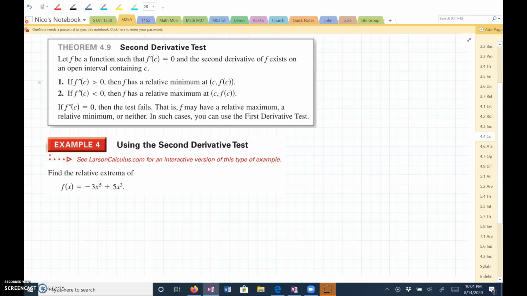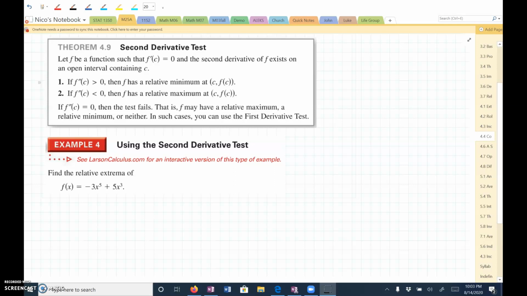Second derivative test. Let f be a function such that the derivative of f of c equals 0, and the second derivative of f exists on the open interval containing c. Number 1, if the second derivative of f of c is greater than 0, then f has a relative minimum at c comma f of c. Number 2, if the second derivative of f of c is less than 0, then f has a relative maximum at c comma f of c.